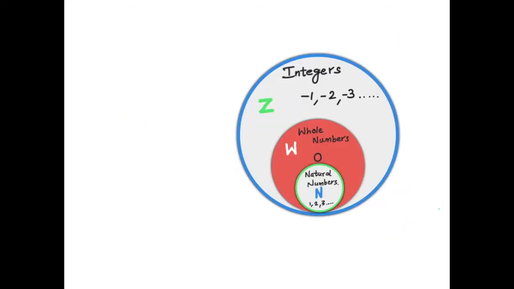So, let's learn it with a picture. In the picture, natural numbers are part of whole numbers. And whole numbers are part of integers. So you can say all natural numbers and all whole numbers are integers. So you can say integers means 0, 1, 2, 3, 4, 5 and so on. But it includes negative numbers also. But it does not include fractions and decimals.